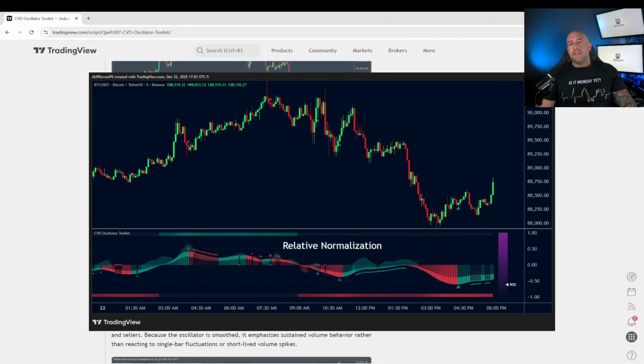The CVD Oscillator Toolkit presents normalized volume behavior as a bounded oscillator that preserves directional intent while preventing cumulative drift. Rather than emphasizing the absolute size of volume imbalance, the oscillator focuses on where current buying and selling pressure stands relative to recent behavior. This structure keeps volume pressure interpretable across different market conditions, allowing the oscillator to remain comparable across assets and timeframes.